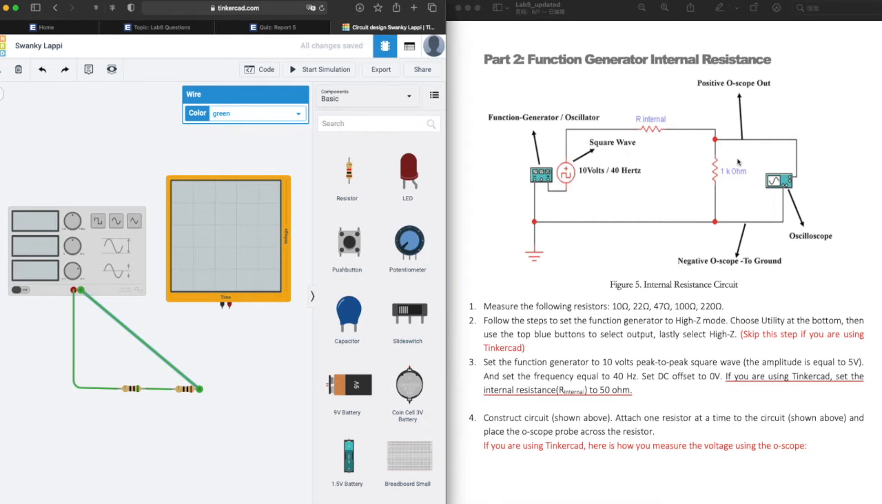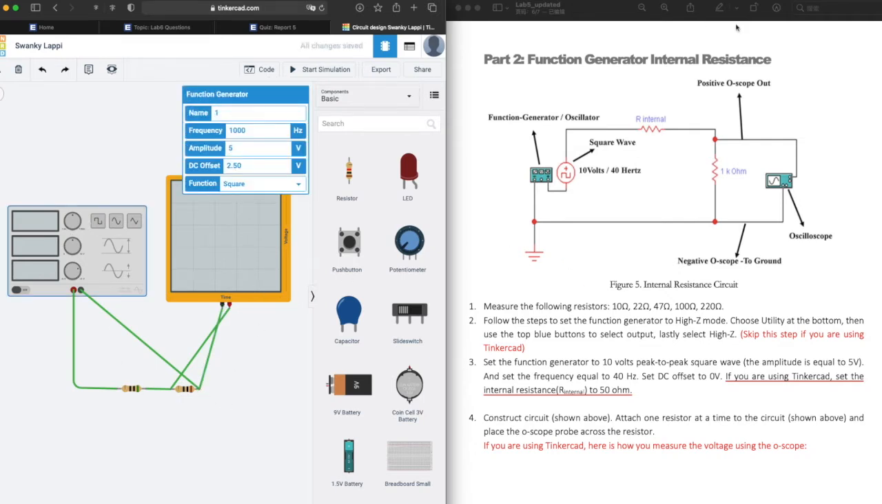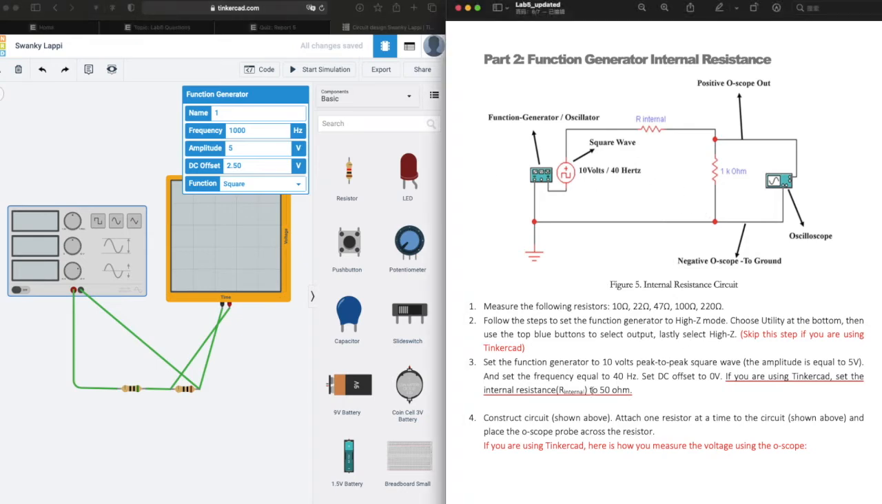For the oscilloscope, it's the same as the voltmeter. So you connect the positive to the high potential and negative to the low potential. That's the circuit. Then we need to set this function generator to a square wave. It's here in this corner. We select square and set it to a 10 volt peak to peak voltage.